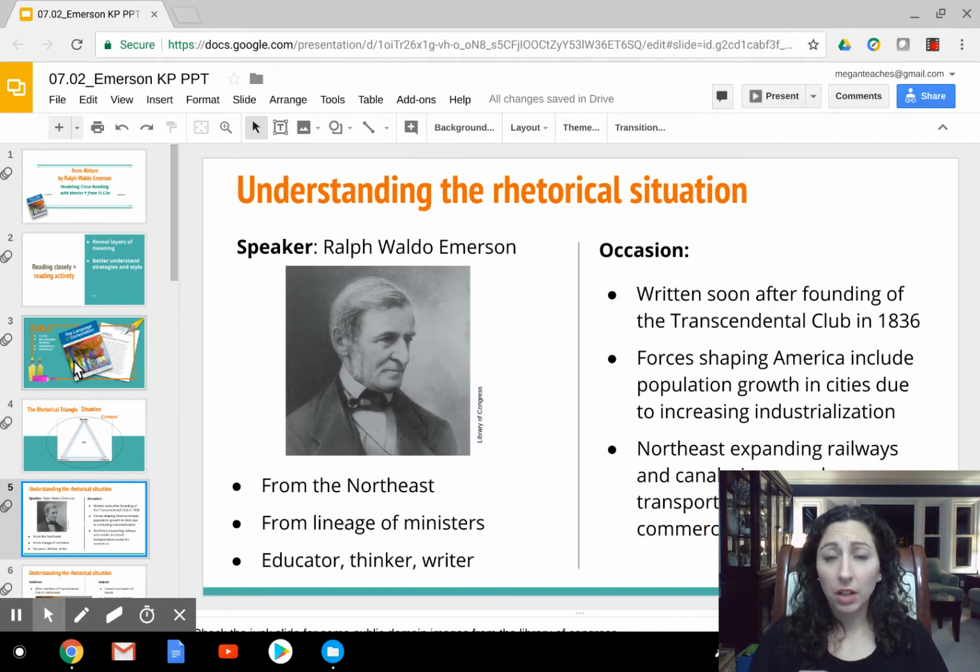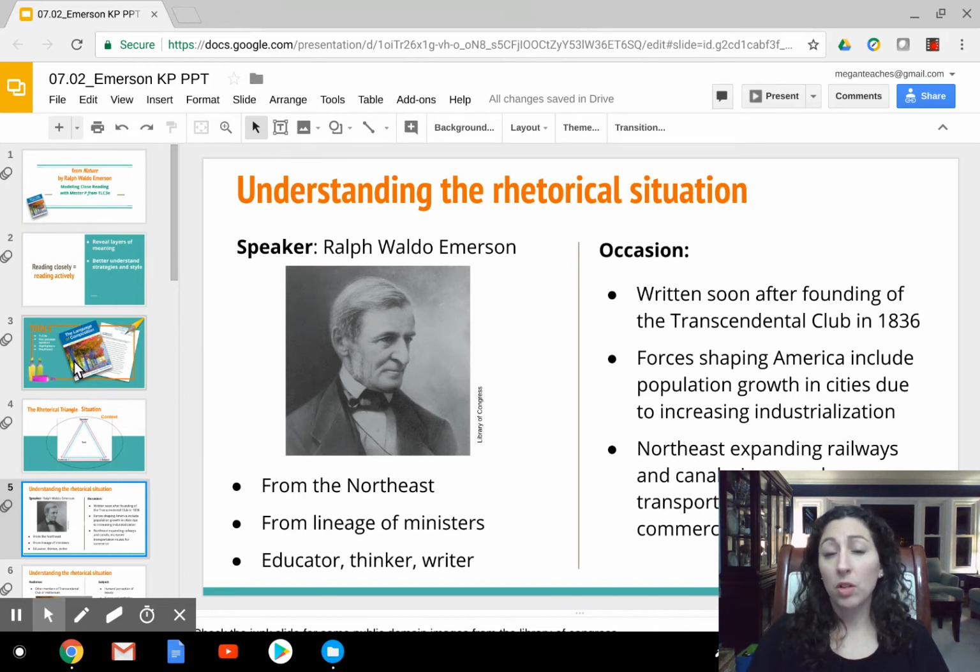So this particular piece was written soon after the founding of the Transcendental Club in 1836, which he founded. One of the other members you might recall or recognize would be Henry David Thoreau. At this time, the forces shaping America included population growth in the cities due to increased industrialization. We weren't in the throes of the Industrial Revolution at that point, but certainly there were more factory jobs. Things were starting to change in the American economy.